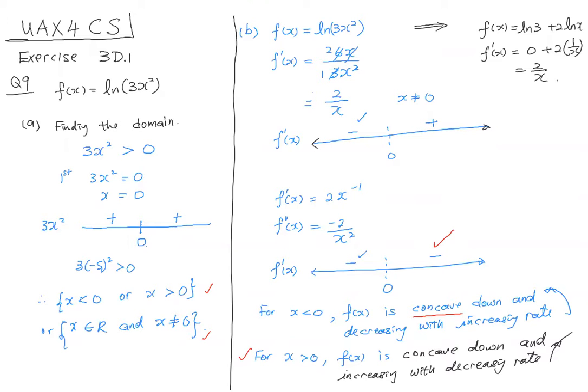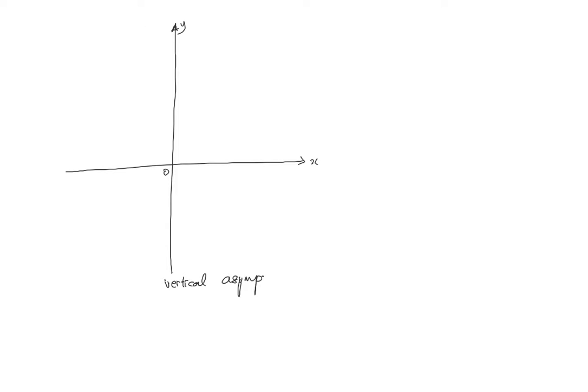Then sketch the graph. So now from here, we should be able to sketch the graph. When we sketch the graph, we know that x equal to 0 is the vertical asymptote. So right here. Okay, then we have to find the x-intercept, correct?